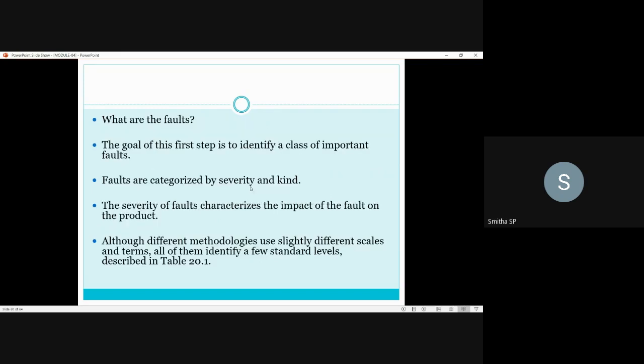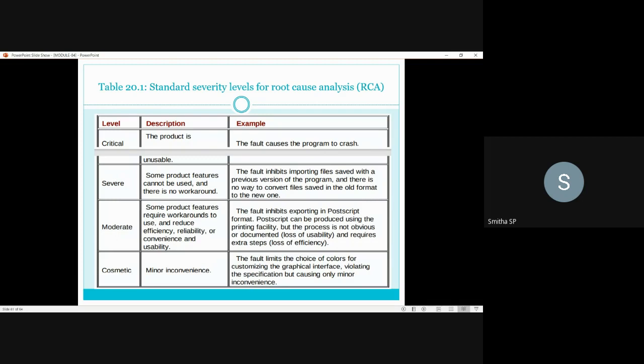So coming to this first step, what are faults? The goal of the first step is to identify a class of important faults. You need to identify what kind of fault it is. Okay, so how to classify these faults? It is done based on the severity and the kind of fault. Okay, so you are having many classes for classifying and grouping these faults. But in the standard RCA process, we are having 4 levels: critical, severe, moderate, and cosmetic.